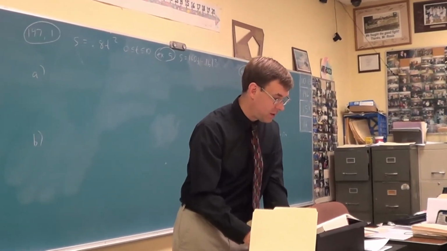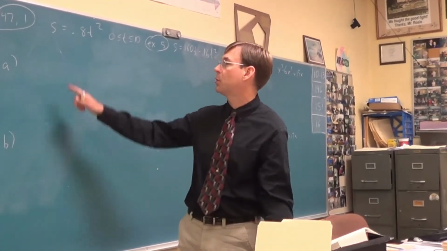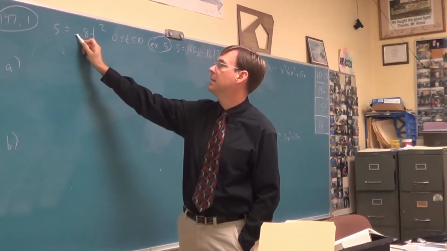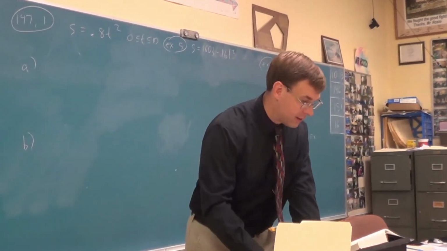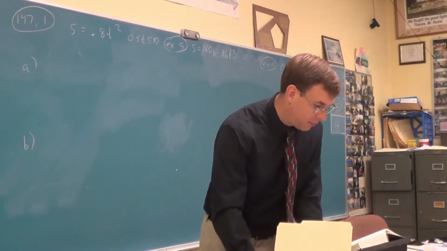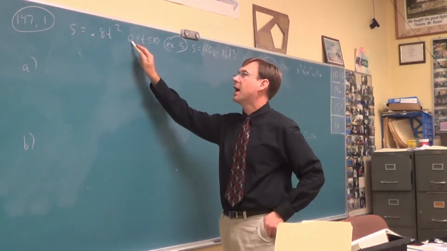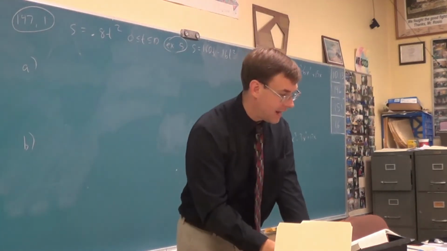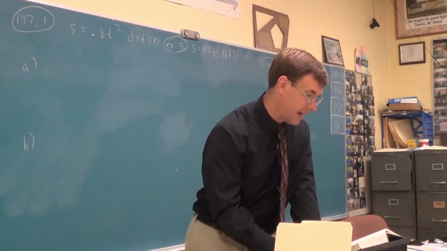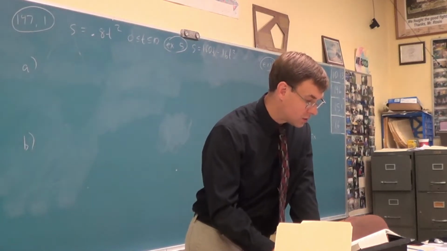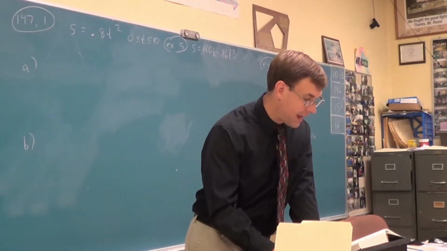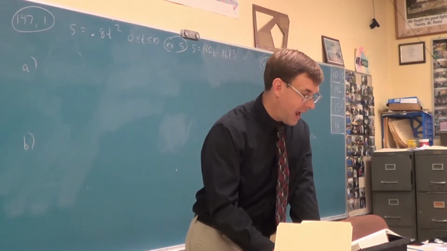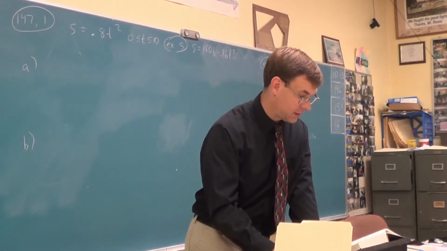They say, we're going to give you a position equation, a displacement equation, S equals, in this case, 0.8 t squared. They're saying, we're going to give you a timeline here, the starting time of 0, finish time of 10. And then they're going to ask you some algebra questions, and they're going to ask you some calculus questions. So first in part A, they say, find the displacement and the average velocity for this time frame.